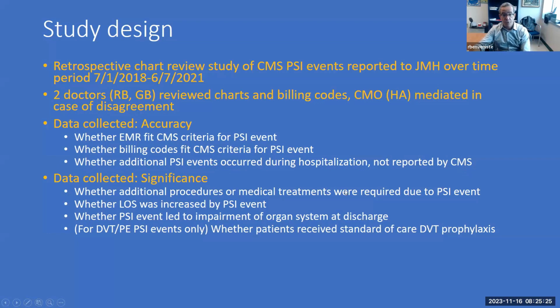Were any additional procedures or medical treatments needed because of the event, the complication? Was length of stay increased? Did the event lead to impairment of any organ system or function at discharge? And then only for DVT and pulmonary embolus PSI events, because there really is a standard of care, whether patients received standard of care DVT prophylaxis.